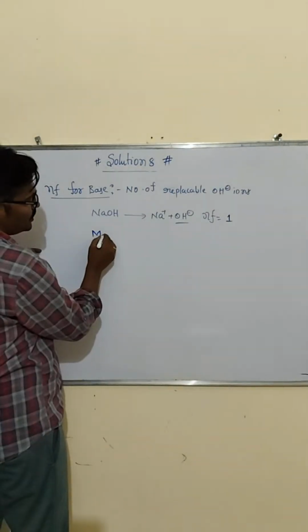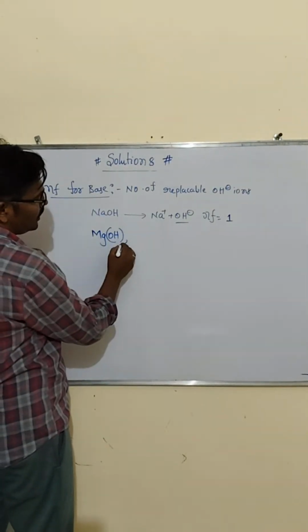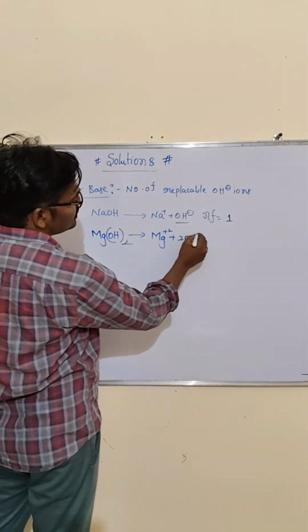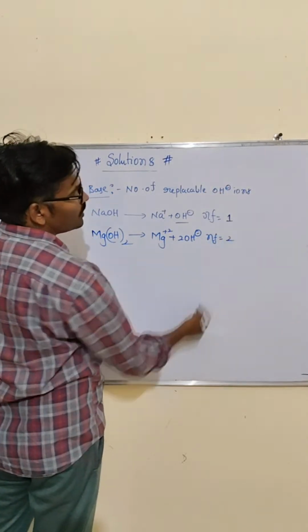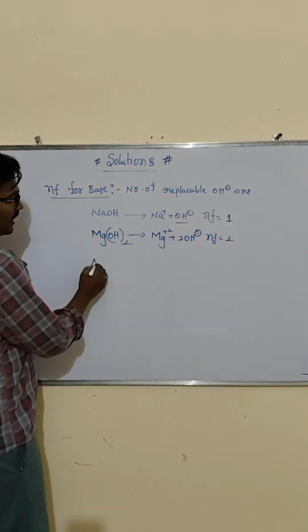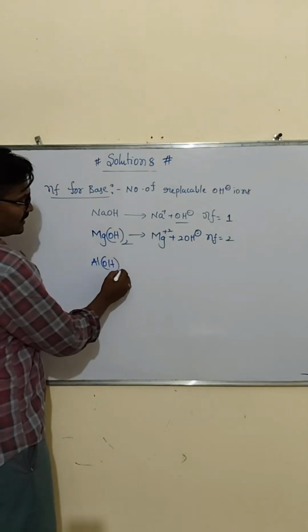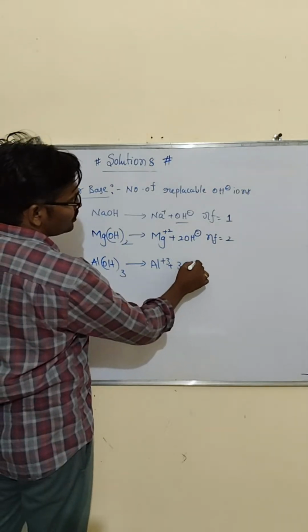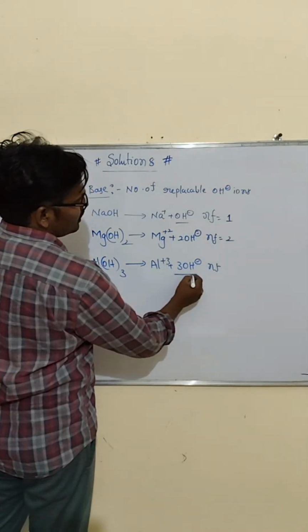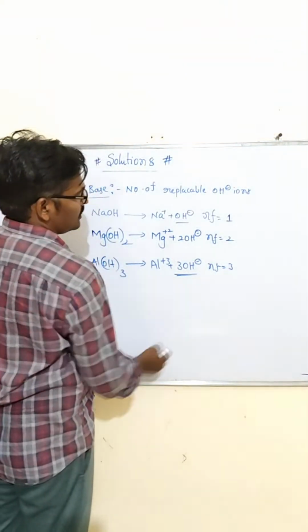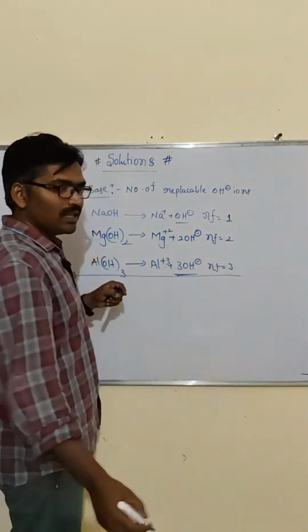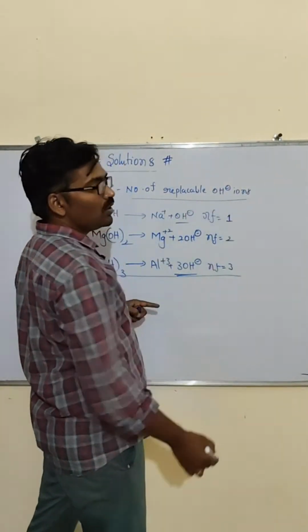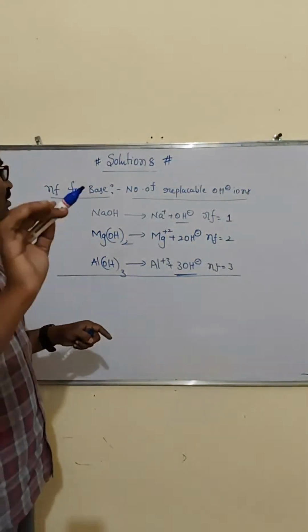Then in case Mg(OH)2 is taken, it can be dissociated into Mg plus 2 OH minus. Then the n factor for this is 2, right? Yes. Then Al(OH)3 is taken. This is Al plus 3 OH. So how many OH minuses are replaced? 3 are there. So n factor is 3. So for the bases, we can say that the number of replaceable OH minus ions indicates the n factor of the base.